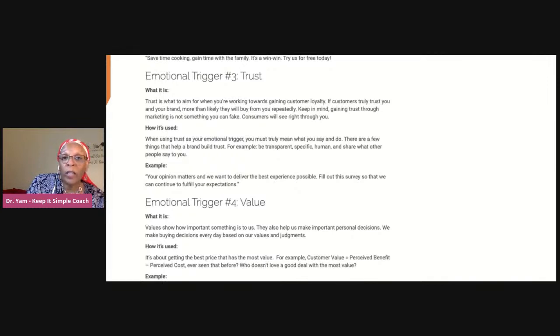"Your opinion matters, and we want to deliver the best experience possible. Fill out the survey so that we can continue to fulfill your expectations." So the fact that they're being transparent and forthcoming, that they want to give you the best experience possible, is that they want to get the feedback. They understand that you value quality, and so you want to build that trust factor between the customer and the business.